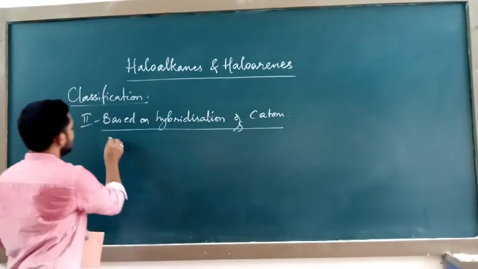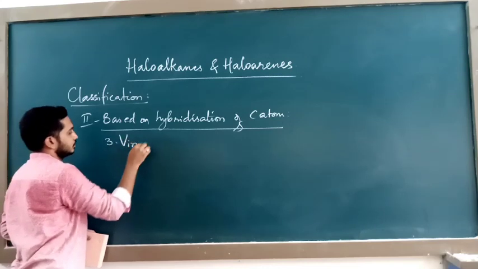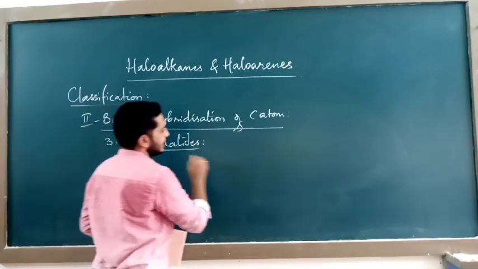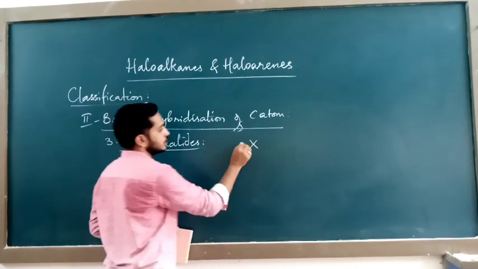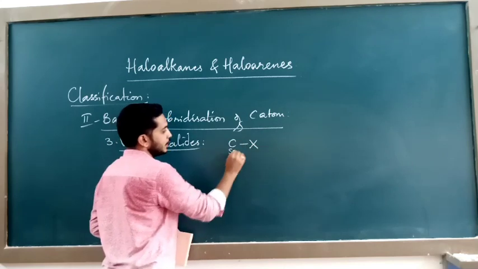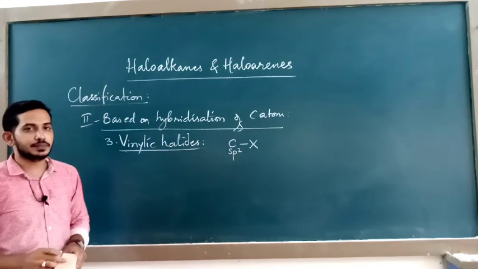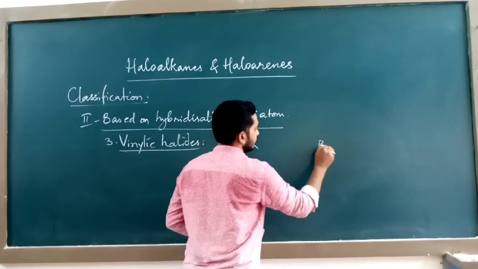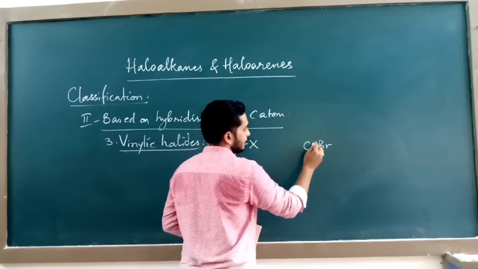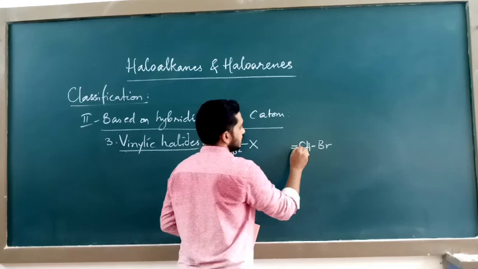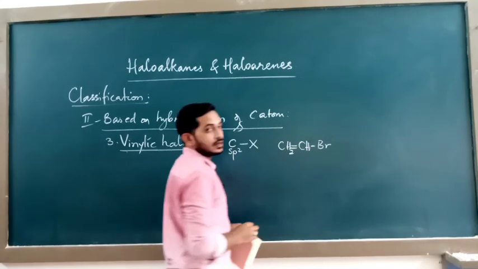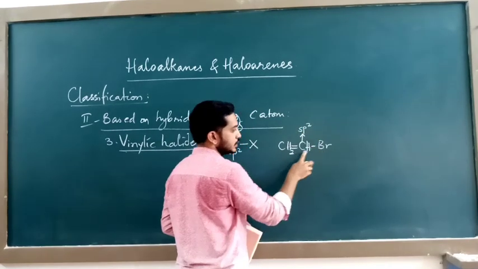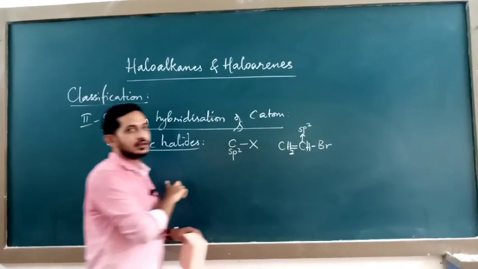Then the third one, vinylic halides. Vinylic halides are those in which halogen is attached to a carbon which is sp2 hybridized. If a carbon needs to be sp2 hybridized, then it should have a double bond with it. Therefore, halogen is attached to a double bonded carbon. The hybridization of this carbon is sp2. So if halogen is attached to a double bonded carbon, we say they are vinylic halides.